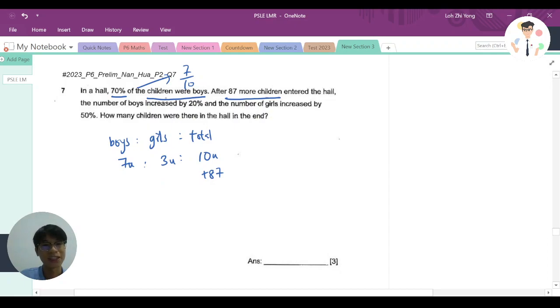The number of boys increased by 20%. And the number of girls increased by 50%. So let's try to take a look.